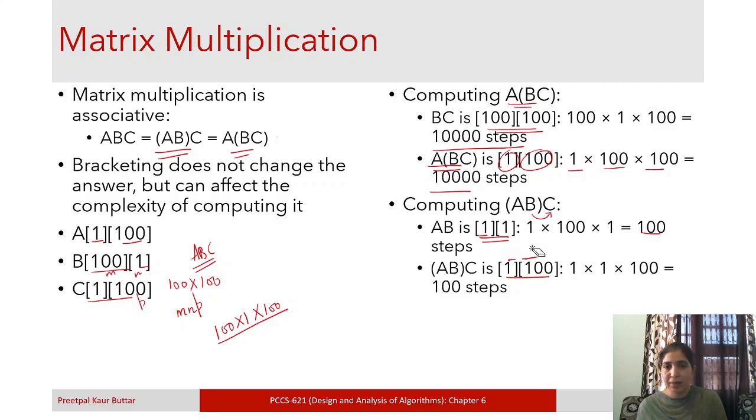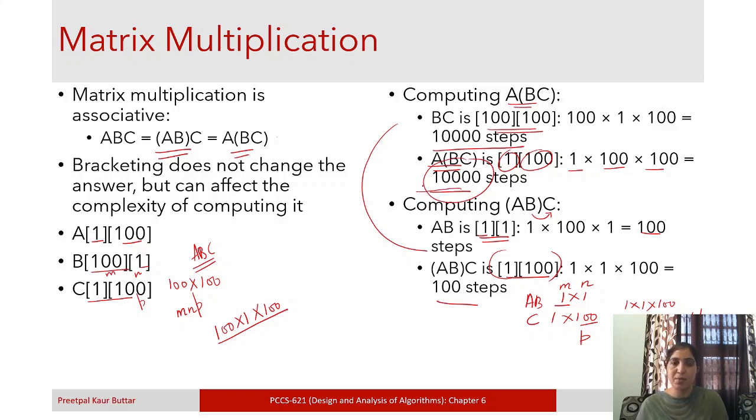okay, I think I'm making a mistake here. AB is 1 cross 1 and C is 1 cross 100, right? And the resultant matrix will be 1 cross 100, right? And the number of steps will be m into n into p. So 1 into 1 into 100, so 100 steps. Now can you see the difference? Here we are using only 100 steps. Here we are using 10,000 steps. So it makes a huge difference.